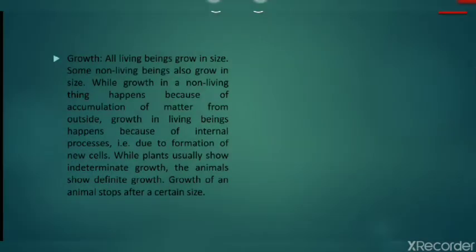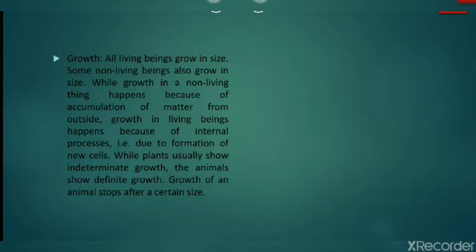But growth cannot be taken as a defining property of living organisms because different organisms show different patterns of growth. For example, plants show continuous growth throughout their lifespan due to the process of cell division, while animals can grow up to a certain age. Unicellular organisms also grow by the process of cell division, but up to a certain extent.